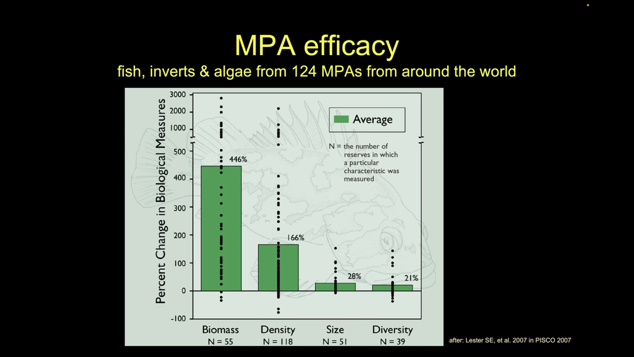This is relative change from either before the protected area was established, which is the ideal thing, or maybe we established it and then measured it very early on. Regardless, it's from back in the day to some current time point. Cool? And this is compiling data from fish and invertebrates and macroalgae from 124 different marine protected areas. And the black dots are all the individual points from all the 124 different places.